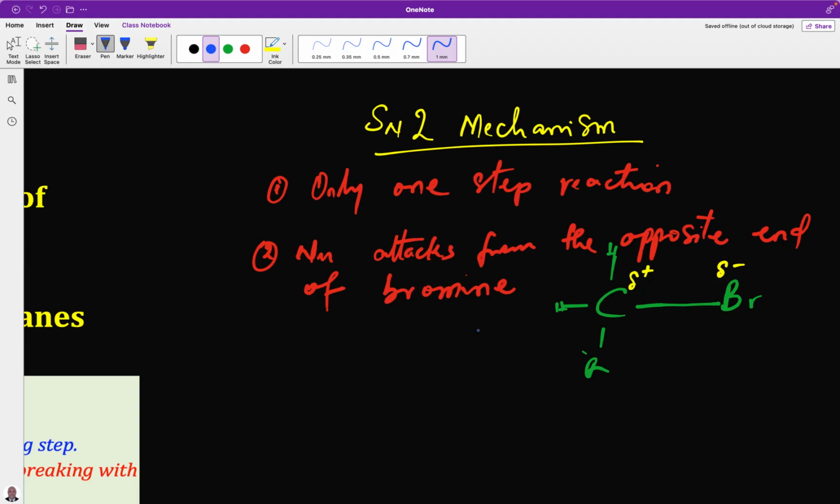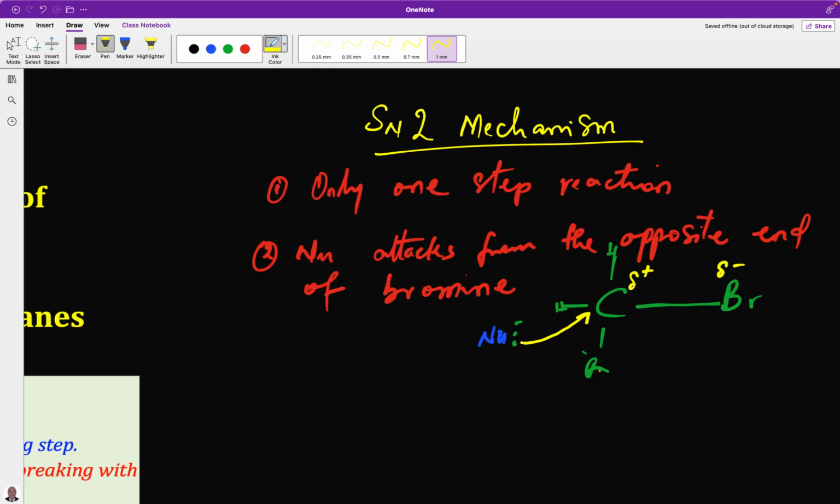The nucleophile, with a lone pair of electrons, will have to attack but from this end. The nucleophile is attacking from the opposite side. Why? Because the opposite side of bromine is not clustered.